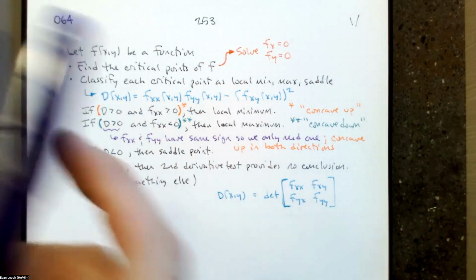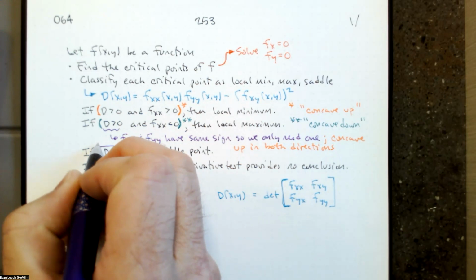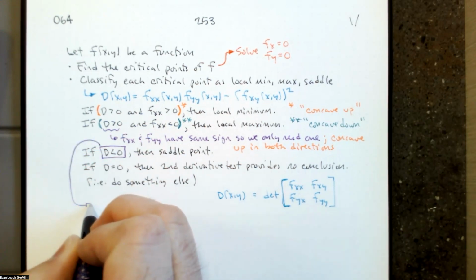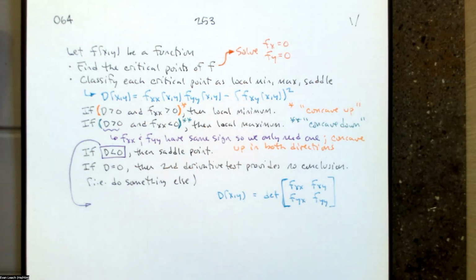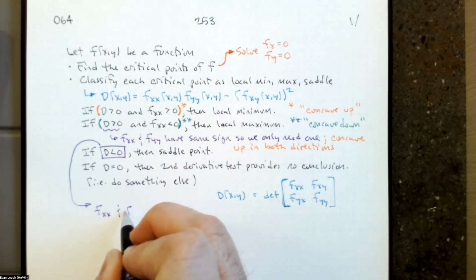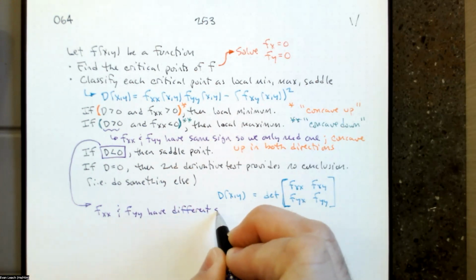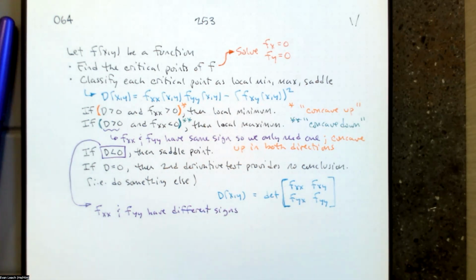So this d negative part. I forgot I wanted a line in between here, so I have to go up and around. Most likely d is negative because fxx and fyy have different signs. So that would indicate that we're concave up in one direction and concave down in the other direction, and that's what a saddle point looks like.